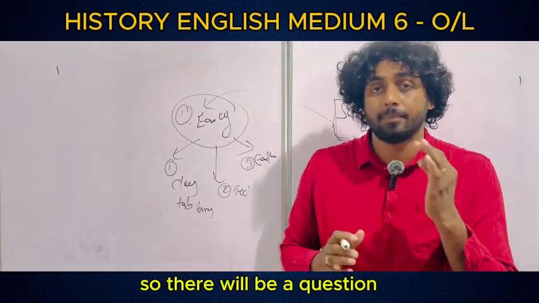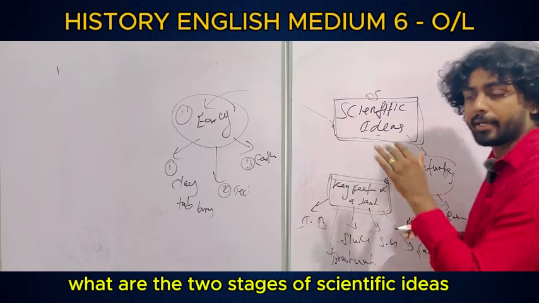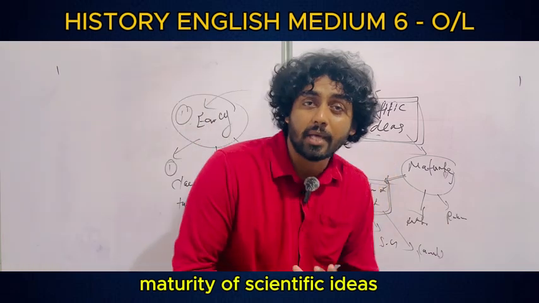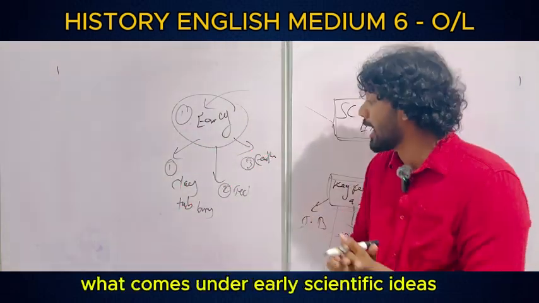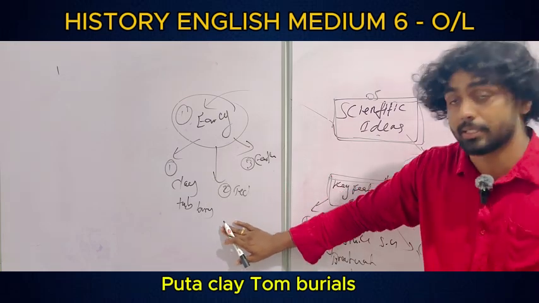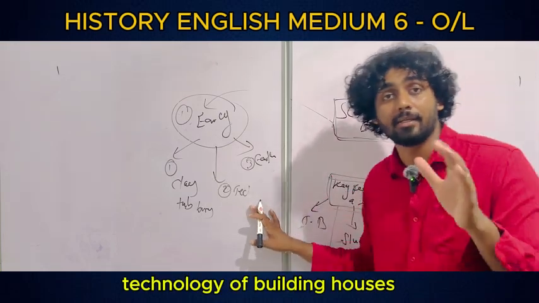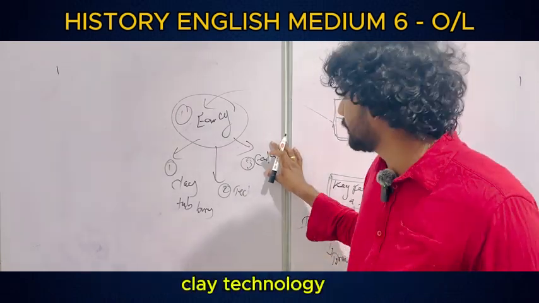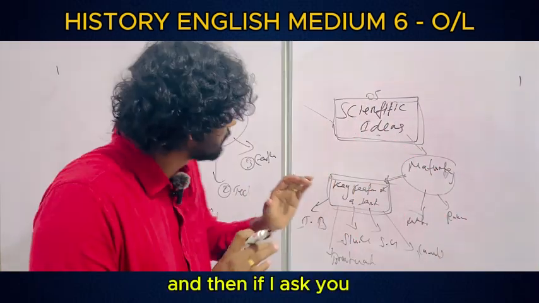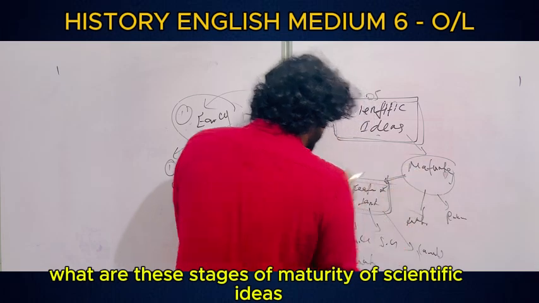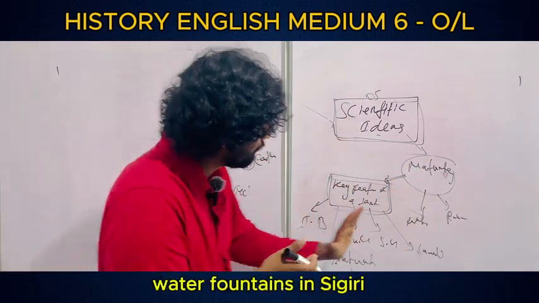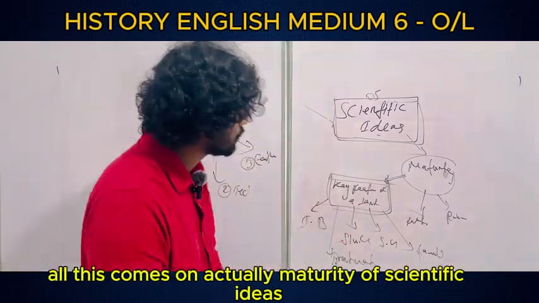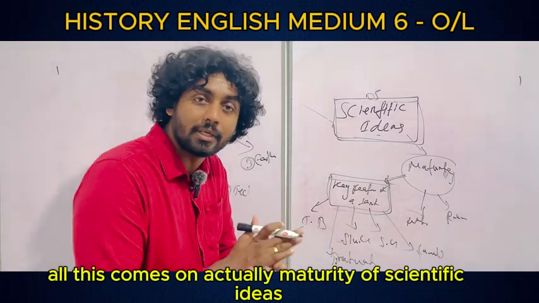So there will be a question. What are the two stages of scientific ideas? Number one, early scientific ideas. Number two, maturity of scientific ideas. What comes under early scientific ideas? Clay tub burials, technology of building houses, and earthenware, which means clay technology. And if I ask you what comes under the maturity of scientific ideas: the key features of a tank, water fountains in Sigiriya, and the foundation of Ruwanwelisaya.